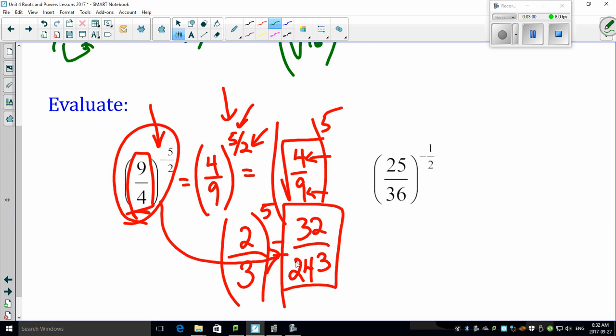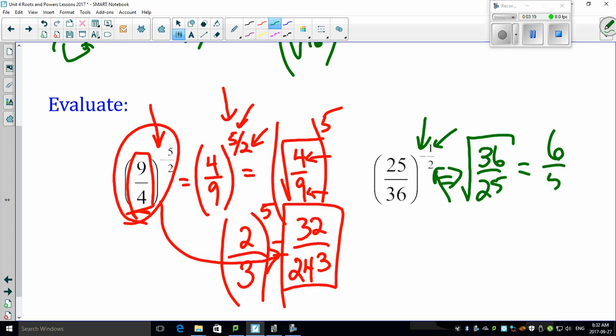Look how beautiful this one is. Take a look at it. Again, this negative means flip. Flower power. There's the power, there's the root. The power is to the 1, and oh my goodness, that just means to square root this. The square root of 36 over 25, easy peasy, is 6 over 5. There's your answer. You're done.